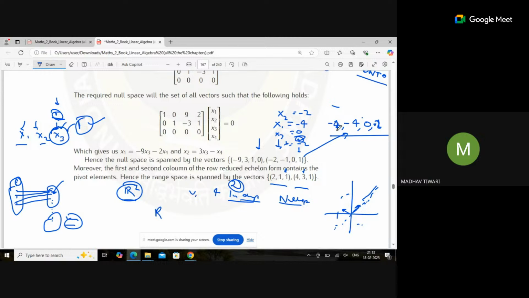X1 is -4. Sorry, x1 is -4. It is -2. Okay, it is -4, -2, 0, and 2. So it is just twice of this. If you use any different value here, it is going to be just a multiple of the standard way. So don't worry, use standard methods. Here you can remove 2, you can divide this vector by 2, so you will get this.